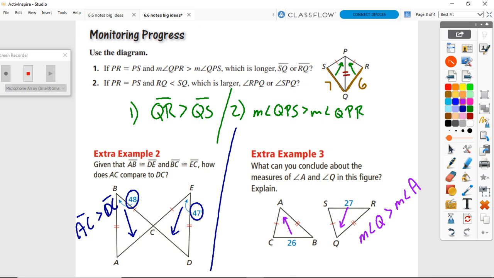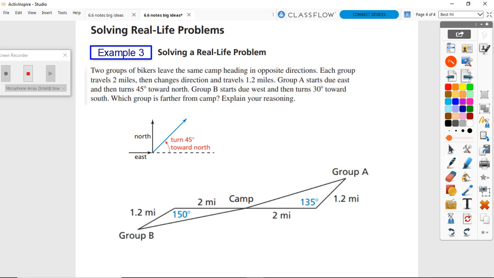In our final example here today, we got a little real life situation happening. Two groups of bikers leave the same camp heading in opposite directions. So here's camp. Each group travels 2 miles, then changes direction and travels 1.2 miles. So each group goes in opposite directions. I got 2 miles going that way, then I got 2 miles going this way, opposite directions. Then they go 1.2. So I've got 1.2 and 1.2.